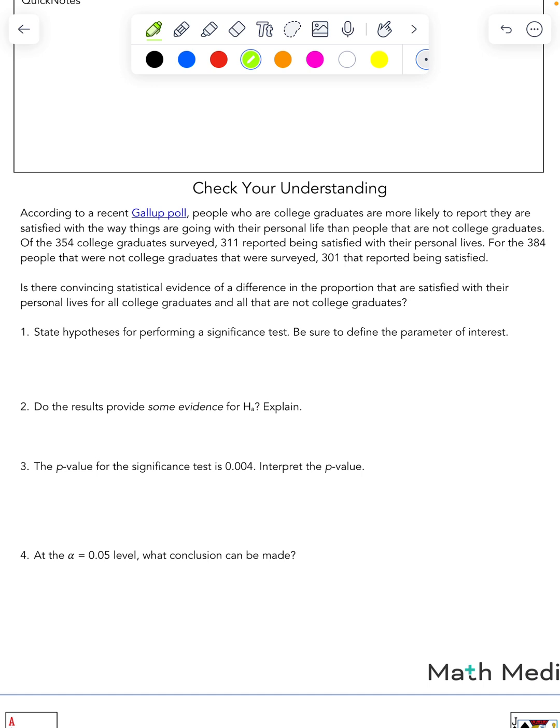Of the 354 college graduates surveyed, 311 report being satisfied. For the 384 that were not college graduates, 301 report being satisfied. So it says, is there convincing statistical evidence of a difference in the proportion that are satisfied with their personal lives for all college graduates and all that are not college graduates? So state the hypotheses for performing a significance test.